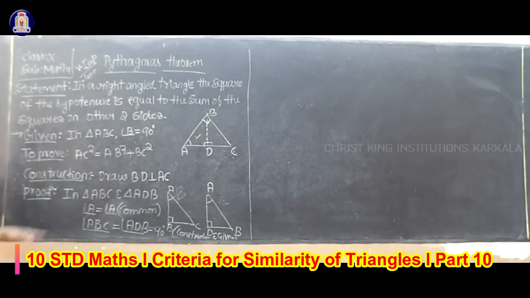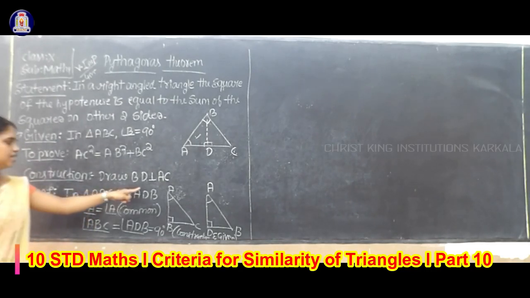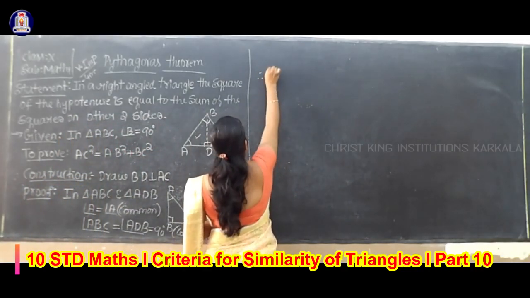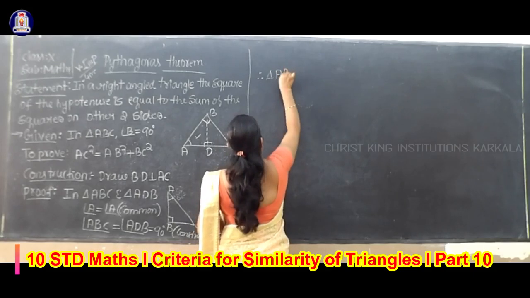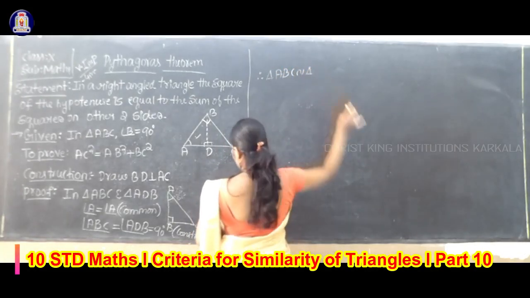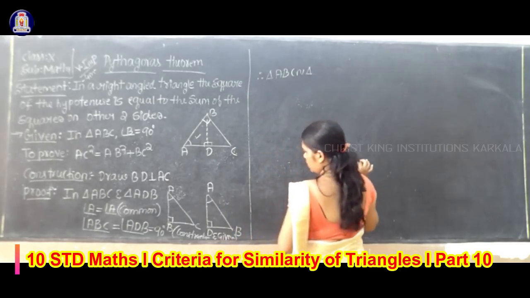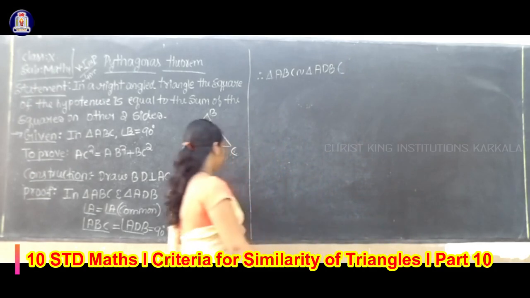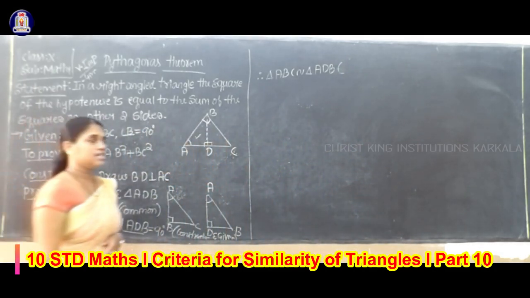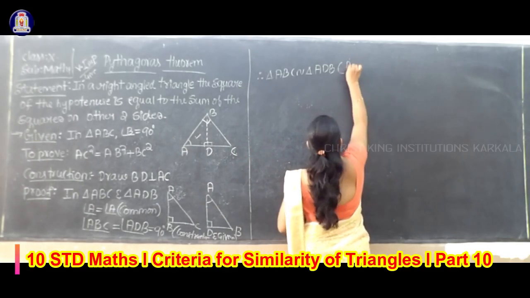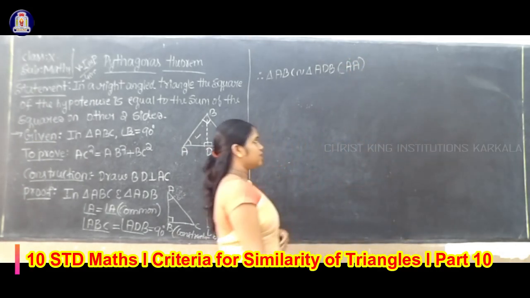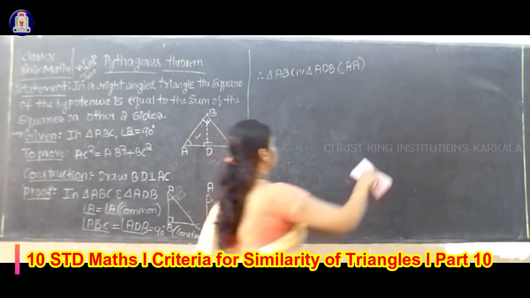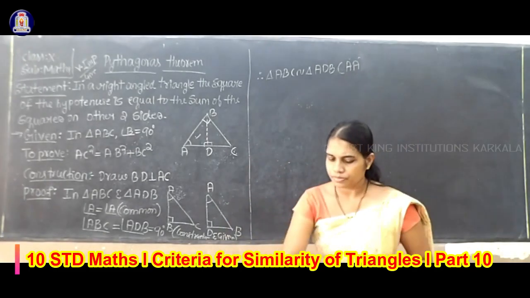So therefore, by using these two equalities, can I say these two triangles are similar? Yes. So therefore, triangle ABC is similar to triangle ADB. By using which criteria? By using AA similarity criteria, we can see that these two triangles are similar. So write completely. Don't write just AA.